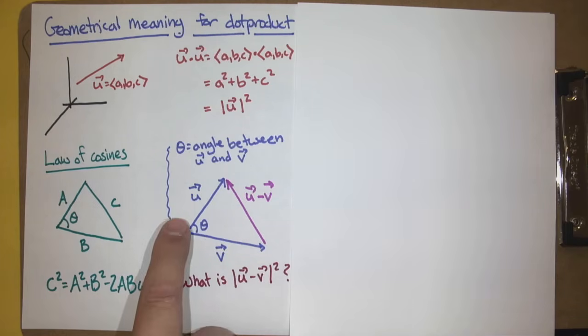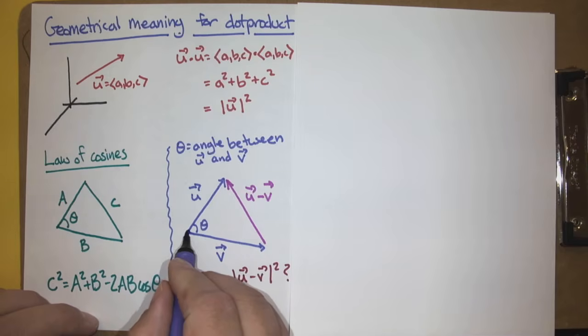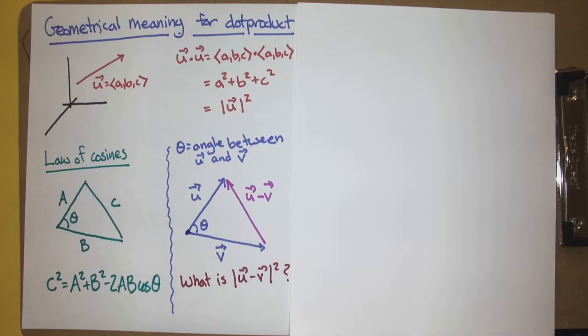I have two vectors, u and v, and I put their tails together. And remember, we're allowed to do that because we can always move vectors into a convenient location. So for us, the convenient location is to have them with their tails together. And once I do that, there's an angle between the two vectors, and I'm going to call that angle theta. So I have a vector u, a vector v, and an angle theta.